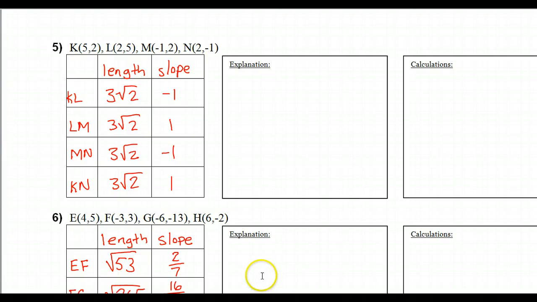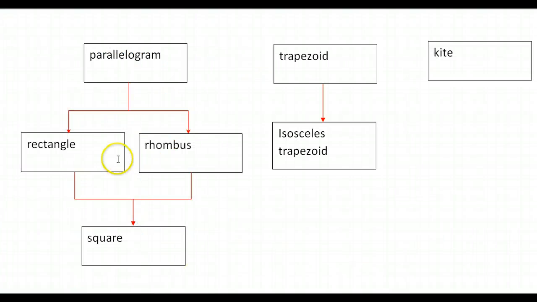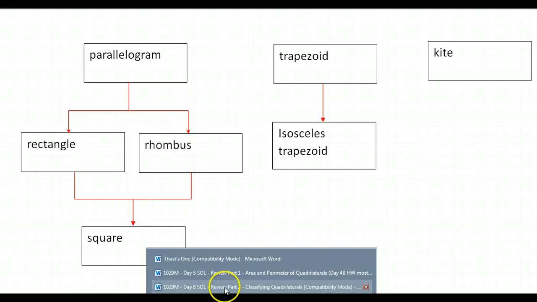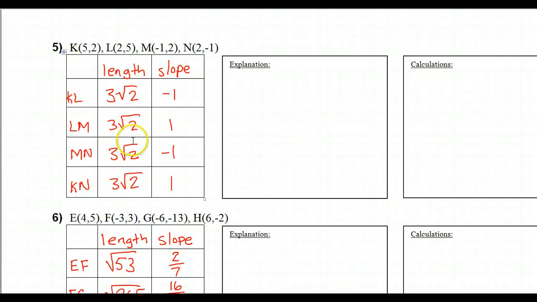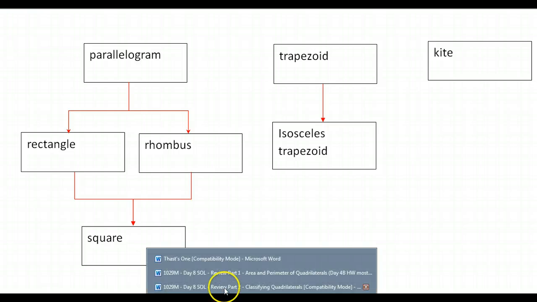Okay, we start by asking ourselves, is it a parallelogram? Well, both pairs of opposite sides are parallel, so it is a parallelogram. Next, we ask ourselves, is it a rectangle? Is it a rhombus? Well, we see that all 4 sides are congruent, so it is definitely a rhombus. So far, here we are at rhombus. Now we have to ask ourselves, is it a square as well?